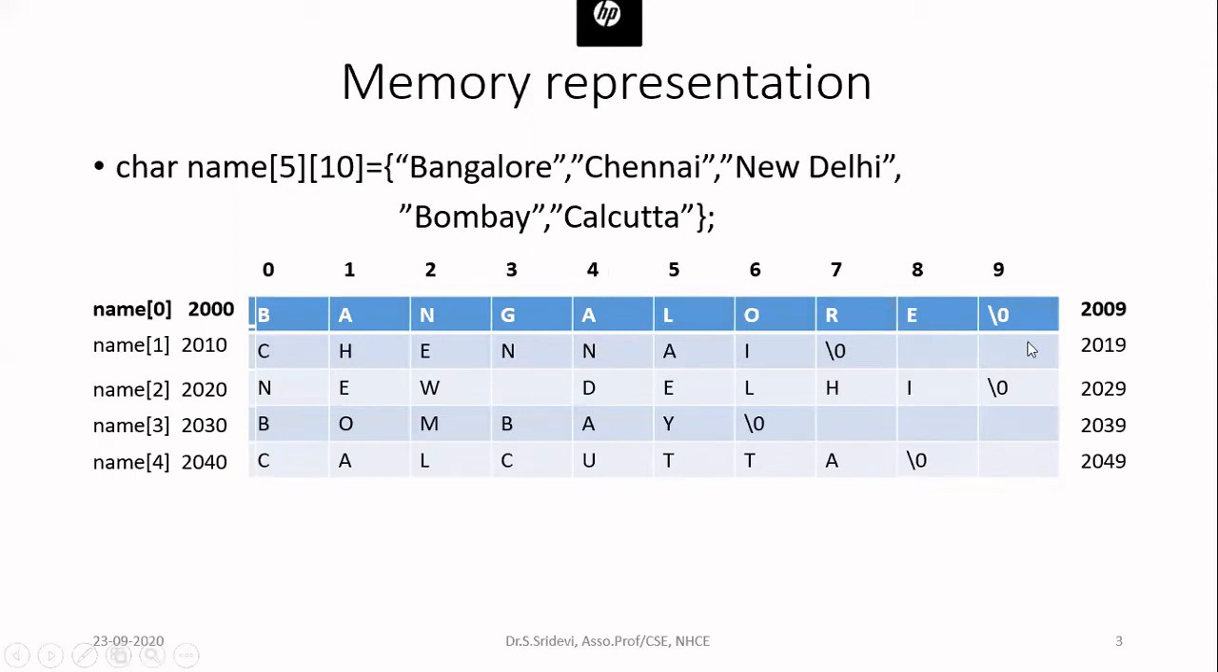So the memory representation for this one is name of 0 will be stored starting from 2000 up to 2009. Why it is 2009 is every row is going to have 10 columns. So if you have 2000 as a starting address, to get the ending address, add 9 to that. That is n minus 1. So you will get 2009 as the ending address. Similarly, you can find the starting and ending address of the remaining rows. So for this entire array, totally 50 bytes of memory will be allocated, starting from the address 2000 up to the address 2049. You can see my cursor movement up to the address 2049.